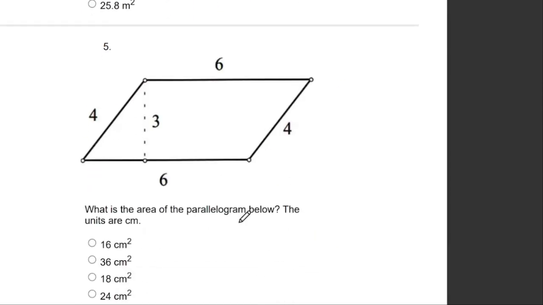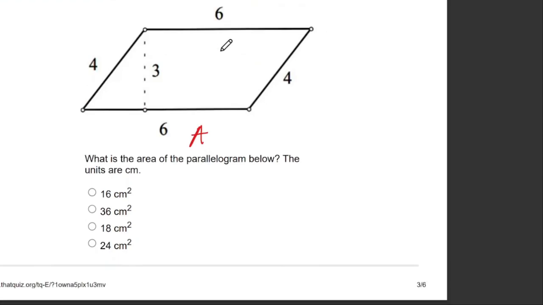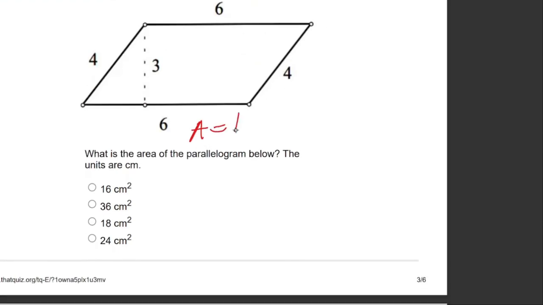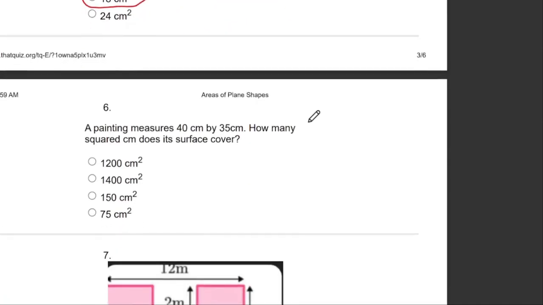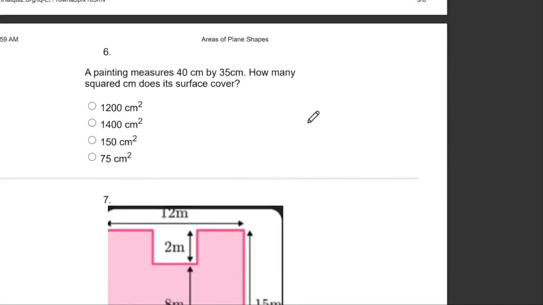Then question 5, this parallelogram. So area of parallelogram, as I've discussed, is base times height. Area of parallelogram is equal to what? Base times what? Height. So what's the base in this case? The base is 6 and the height is 3. So when you multiply it, it will give you what? 18 centimeters squared. So that is this option. So let's move to the next one. So question 6.